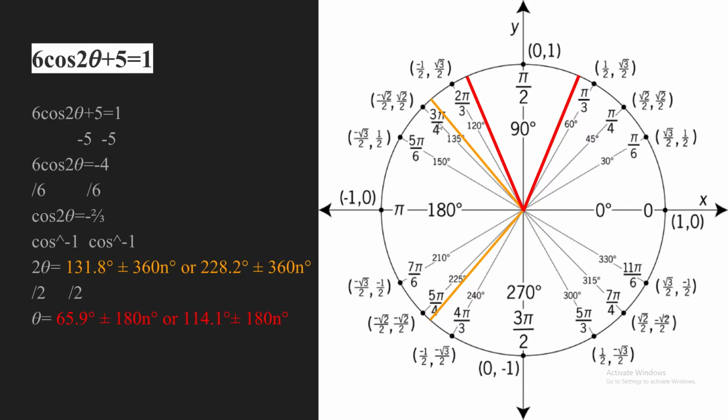So our 131 becomes 65.9 right here. Our 228 becomes 114.1 right here. And then instead of a full rotation, we are now doing a 180 degree rotation. So technically, these lines extend all the way down into here and into here. And that is something we have to keep in mind.